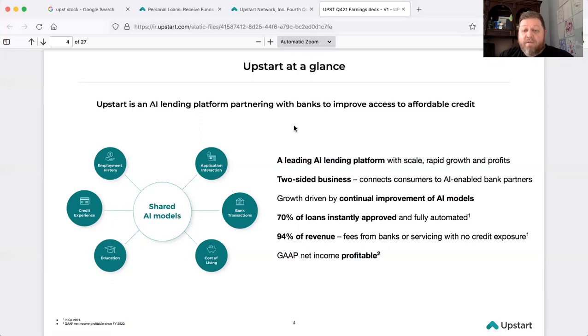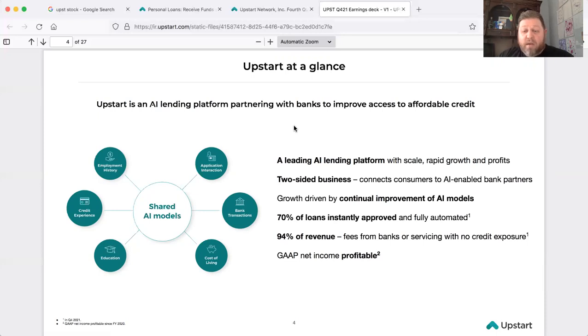Leading AI platform with scale, rapid growth, and profits. Two-sided business connects consumers to AI. We already know all that. Growth is driven by continual improvements of the AI model. This is very simple. This is just AI learning from data. If a whole bunch of people default, they're going to look for the commonalities in those defaults and start applying different weightings somewhere else in the process. So maybe it's harder to get to a yes than a no. But again, I don't know that this is much different than what a regular bank does anyway.